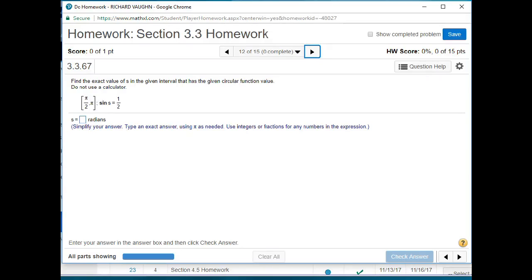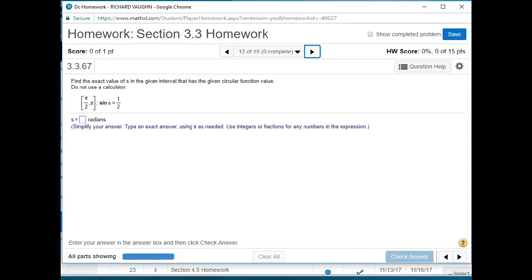So here we have the exact value of sine s equals 1/2, where s is the angle that's between pi over 2 and pi radians. Pi over 2 is 90 degrees, pi is 180 degrees, so this is in the second quadrant. What you really need to know about this is that it's in the second quadrant. And so we need to find the reference angle in that second quadrant whose sine value turns out to be 1/2.